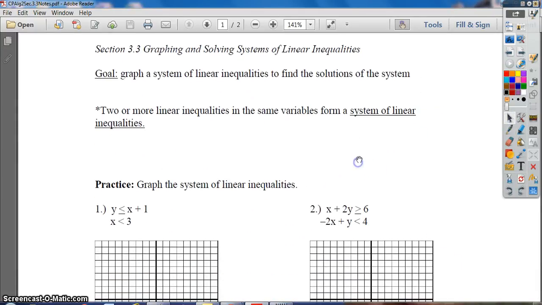So let's talk about what we're going to do today. Today we're going to be graphing and solving systems of linear inequalities, and it looks like we're going to be doing it graphically. So how do we graph a system of linear inequalities to find the solutions of the system? That's pretty much our essential question. Two or more linear inequalities in the same variables form a system of linear inequalities. So there's a little definition for you.